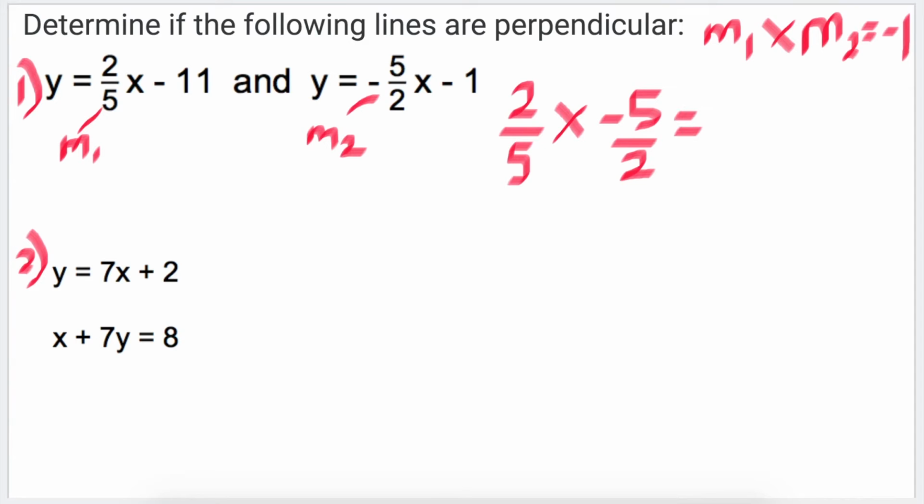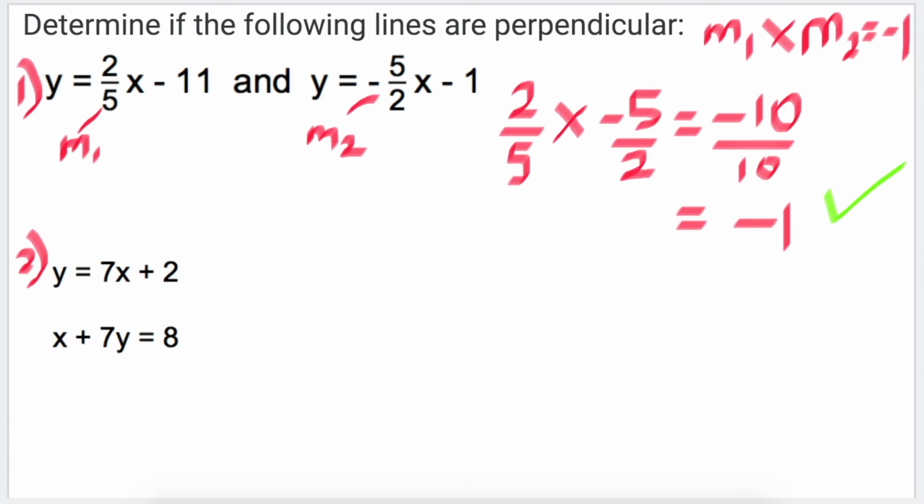2 times -5 is -10. 5 times 2 is +10. This fraction can be simplified by dividing both numbers, and our final answer is -1. That means these two lines cross each other and form a 90-degree angle, so they are perpendicular.